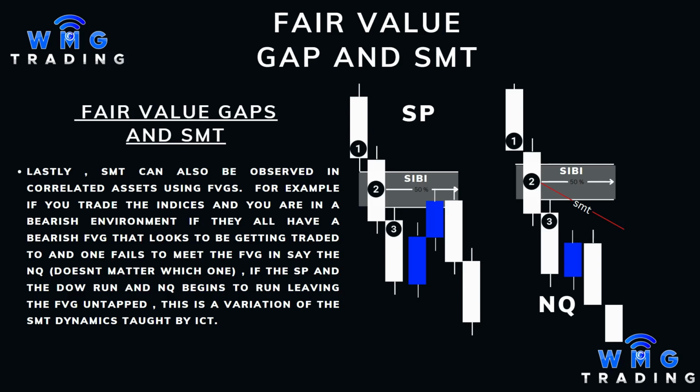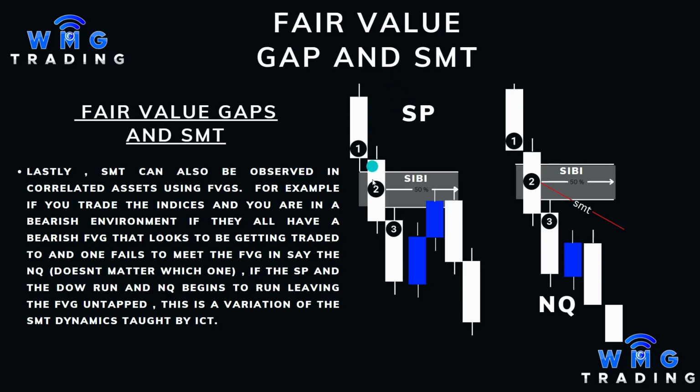SMT can be observed in correlated assets using fair value gaps. For example, if you trade the indices and you are in a bearish environment, if they all have a bearish fair value gap that looks to be getting traded to, and one fails to meet the fair value gap, say the NQ, it doesn't matter which one, if the S&P and the Dow run, and NQ begins to run, leaving that fair value gap untouched or untapped, this is a variation of SMT, basically taught by ICT.